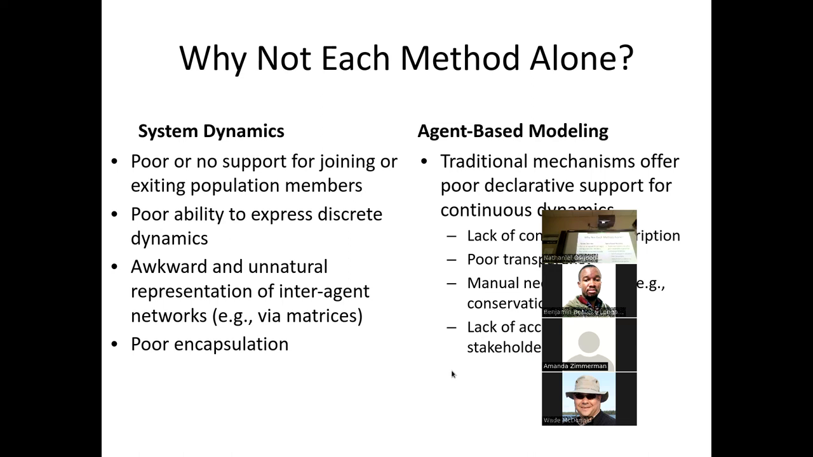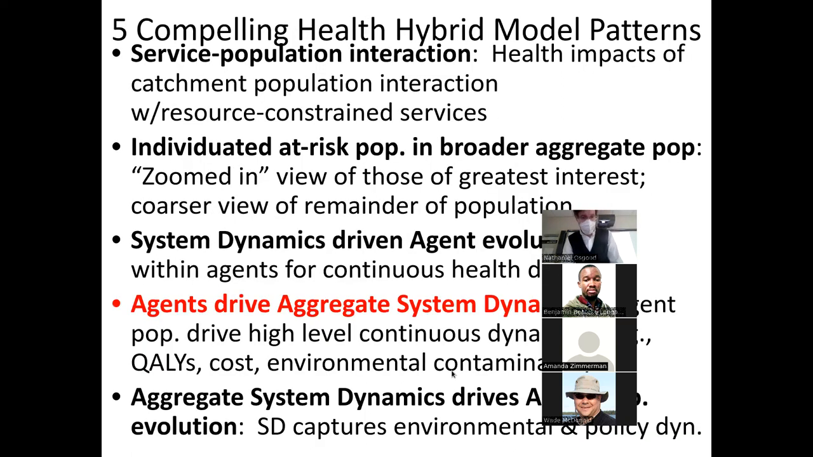Agent-based methods alone, well, you really don't have in agent-based methods alone a nice declarative support for continuous dynamics. You don't have a way of saying, this is what I'm describing in terms of continuous dynamics of these continuous variables. The best way to do that is to weave in, at least conceptually, elements of stocks and flows, rather than putting together some code.